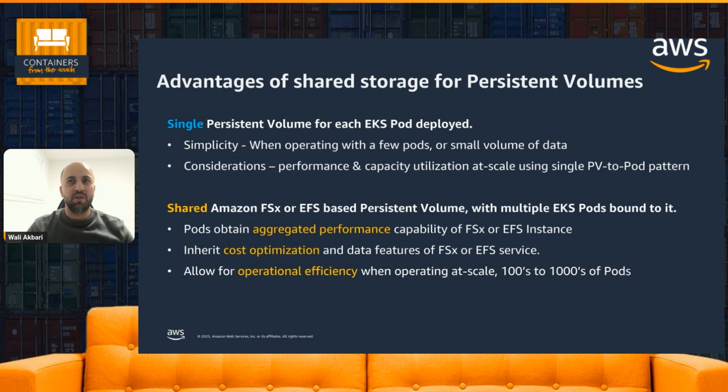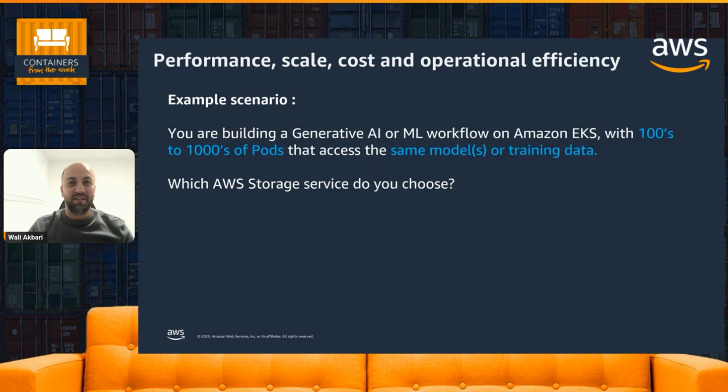And obviously, when you think about it, deploying thousands of pods doesn't mean you need thousands of persistent volumes, right? Allow for operational efficiency in your architecture by leveraging shared Amazon EFS or FSx file services. Okay, let's put all of it together, right? Let's go through an example scenario before I take you through a demo to show you how to actually configure Amazon FSx for Lustre with your Amazon EKS cluster and pods.